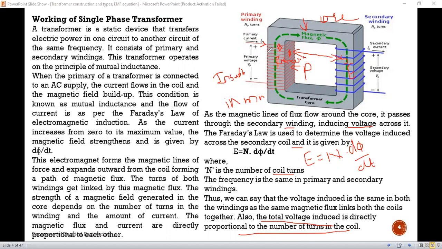Either it may be square type steel sheet or it may be strip, and these are assembled to provide a continuous flux path, a closed path for the flux. To provide a continuous path for the flux, this is what is used. So this is the simple one, this is the core. It is made up of laminated steel strip.